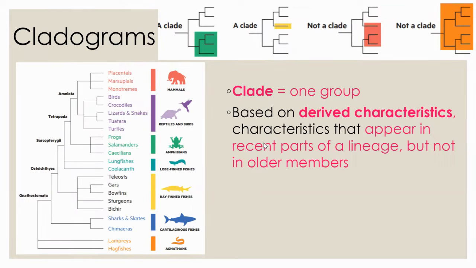All right, so cladograms. In cladograms, you will see different clades, and a clade is just one group where they all share a similar derived characteristic. A derived characteristic is a characteristic that appears in recent part of the lineage, but not in older members. So if you're looking at what is a clade and what's not a clade, well, this is a clade, it's one group, and they all have this shared ancestor or shared derived characteristic.